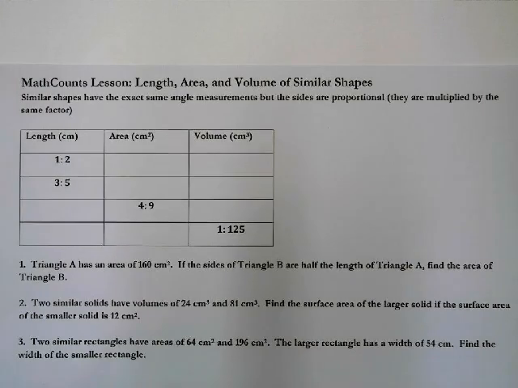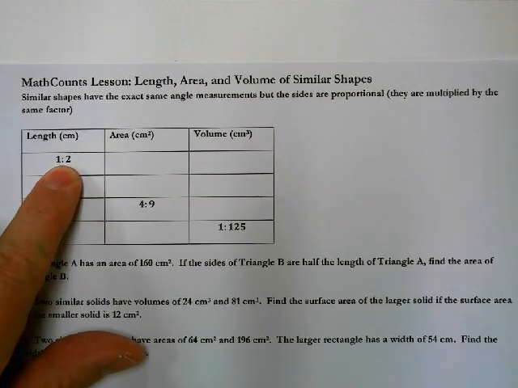When we say similar shapes, what we mean is they have the exact same angle measurements. It's just that the sides are proportional, meaning they've been multiplied. So if you've got a shape that's twice as big or three times as big, we would say those are similar shapes because they're in a proportion. Like so, if you double the side lengths here, this is a proportion of 1 to 2.